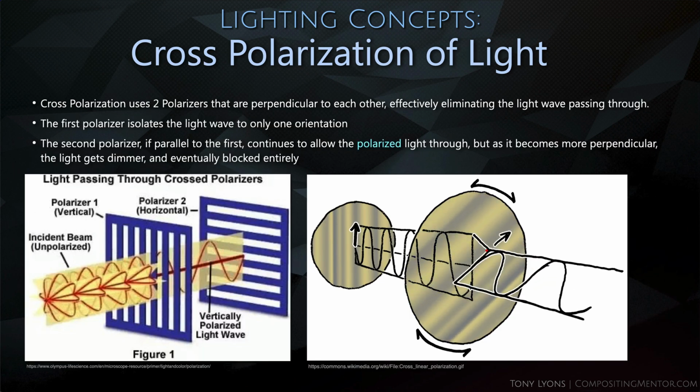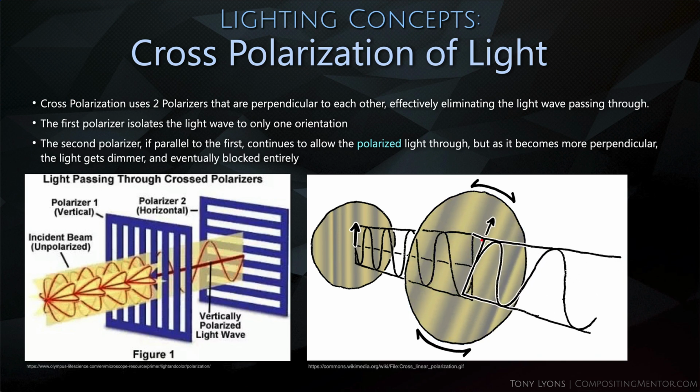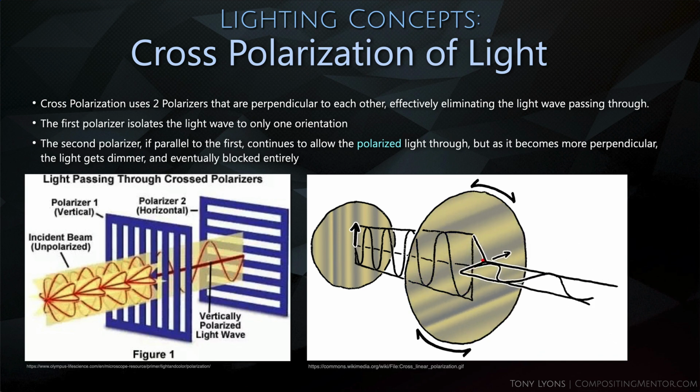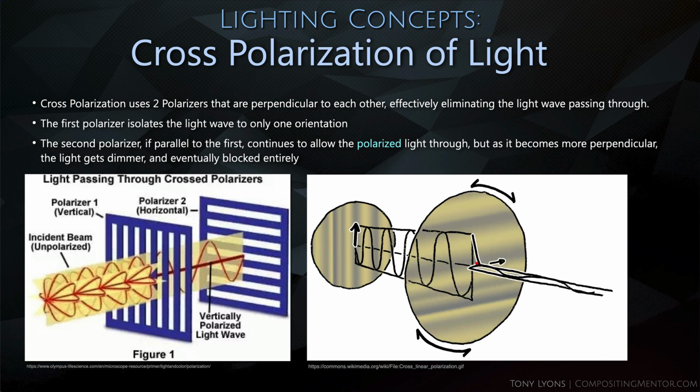Cross polarization of light. We just talked about what happens when you put a linear polarizing filter in front of the light, but what happens if you put two linear polarizers in front of each other?